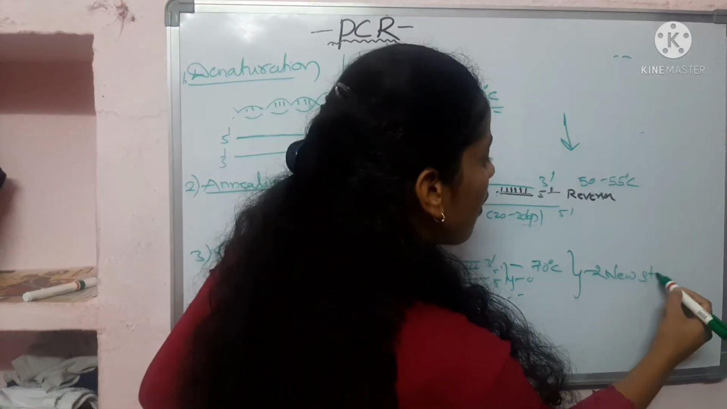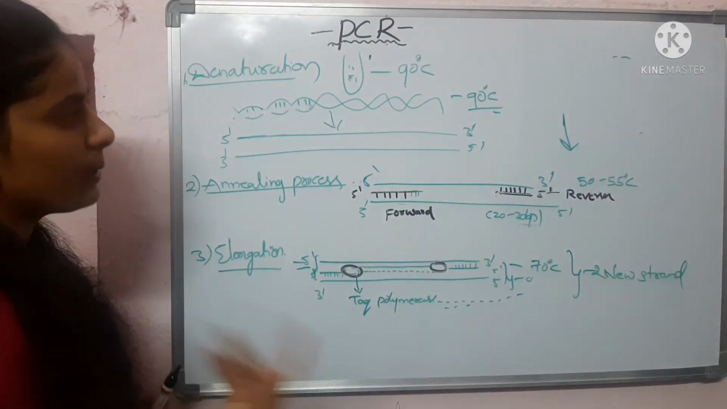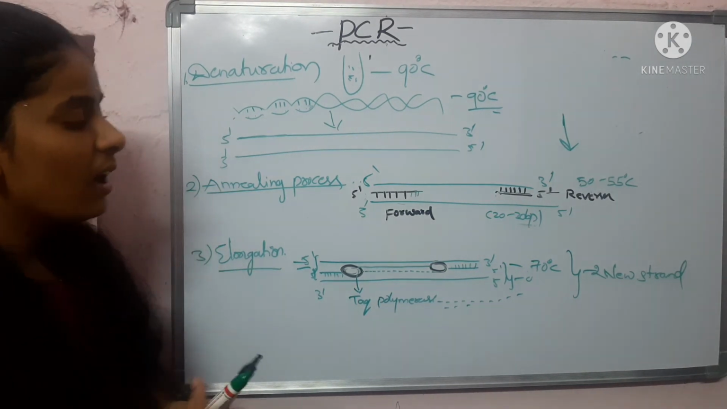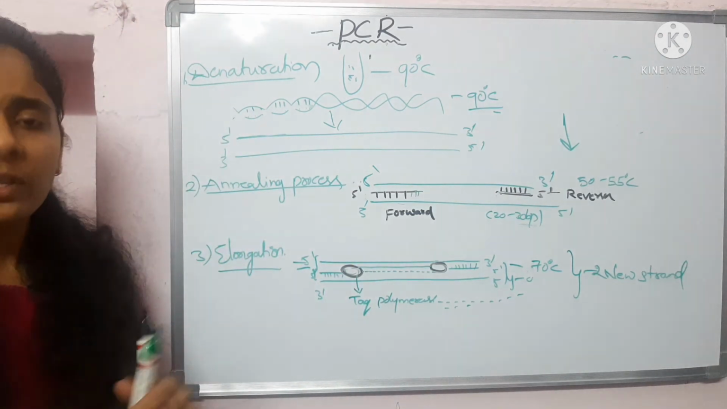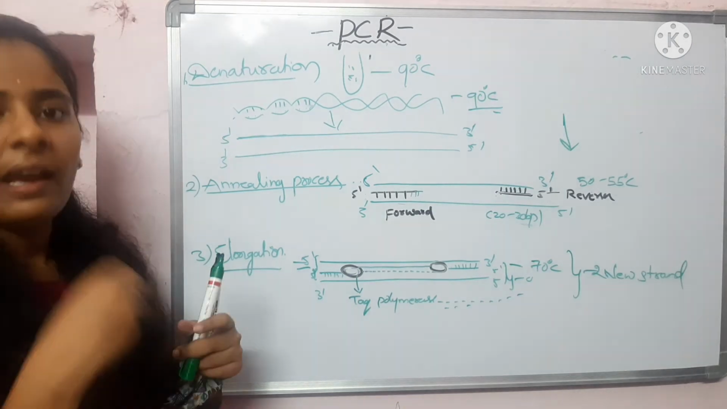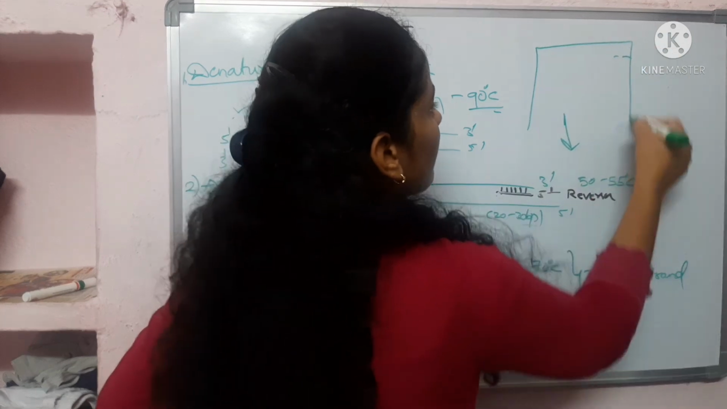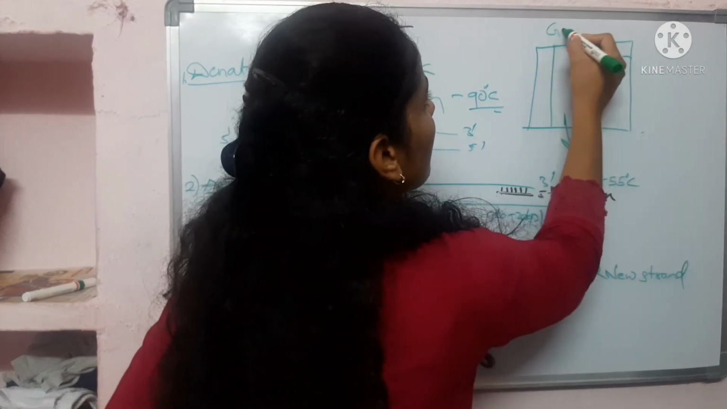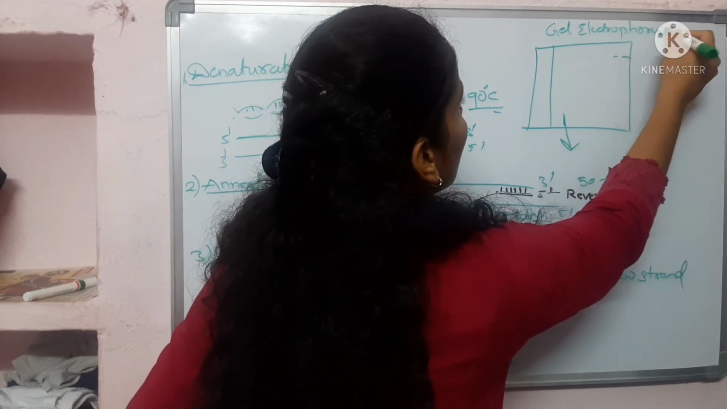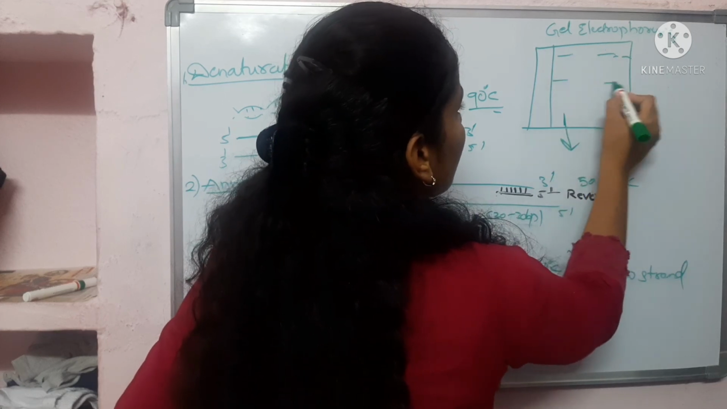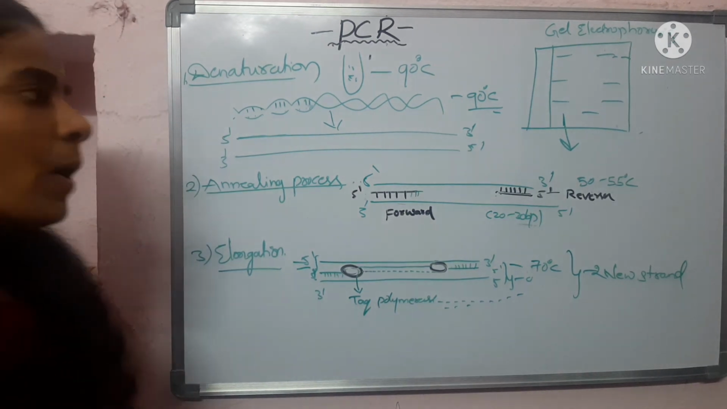2 new strands are formed in this PCR. This is how multiple copies of DNA are made. So this is all about PCR. This cycle is repeated 20 to 30 times, so that the doubling of DNA strands and multiple copies are made. The formed DNA strands will be visualized under gel electrophoresis. According to the DNA size, the fragments will be separated in gel electrophoresis. So this is all about the PCR technique.